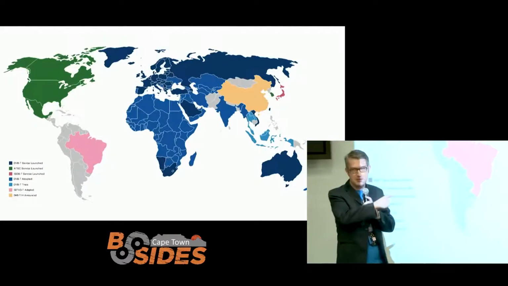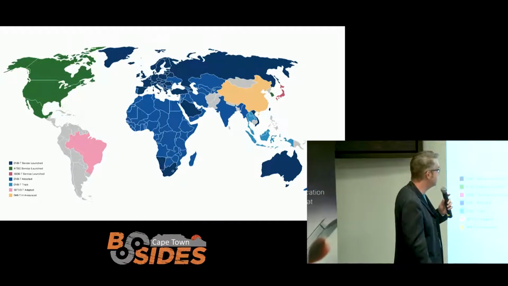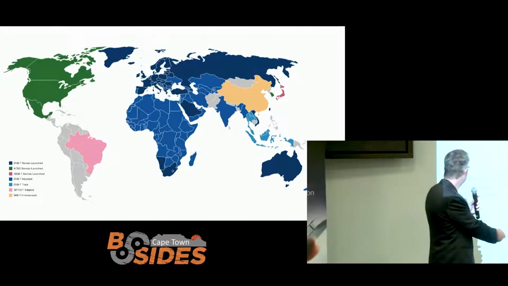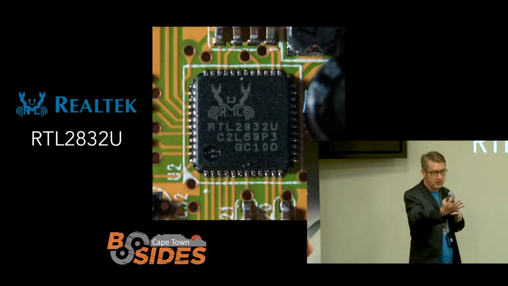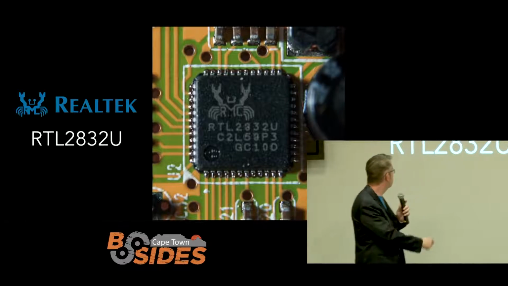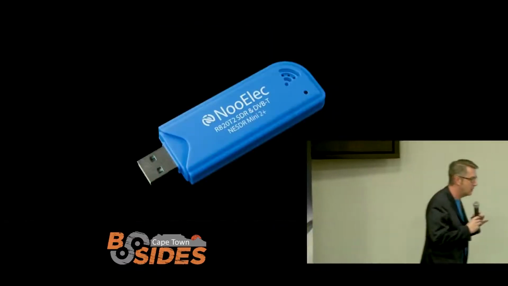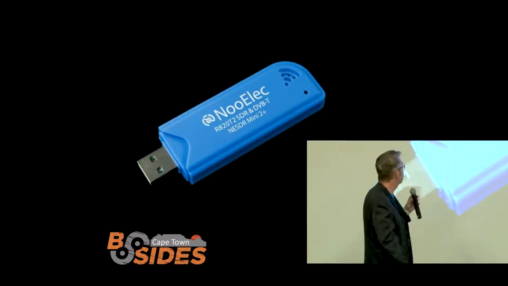Meanwhile, who wants to guess what this is? It's the rollout of digital terrestrial television, and I don't know why South Africa is blue. They say it's launched, but whatever. And it's created this whole market. Speaking of China, they produce these awesome chips, the Realtek RTL2832U, which go in little dongles like this. And here's one. I've got another one there as well.